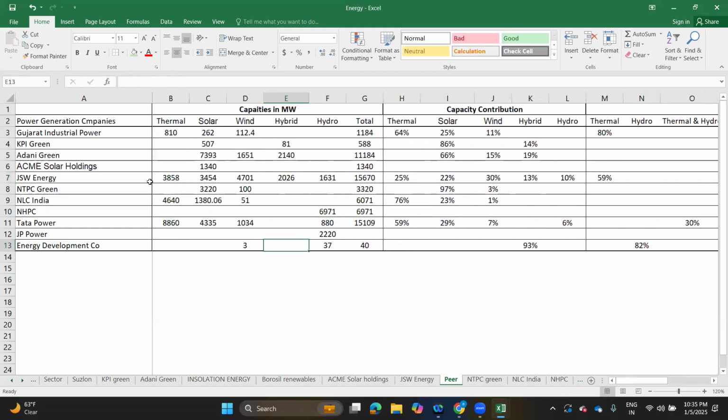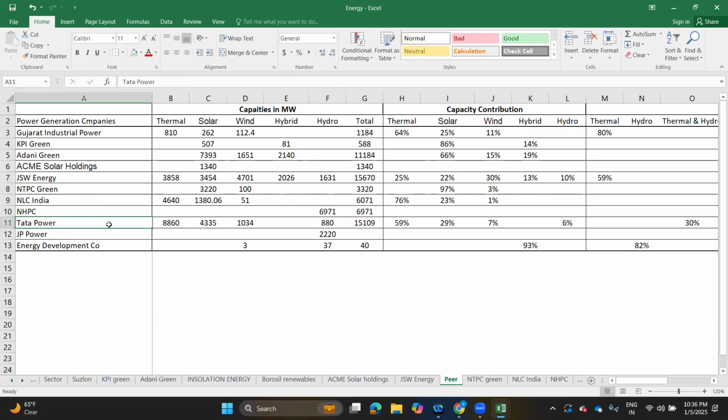Next is NTPC Green. NTPC Green is having a capacity of 3,320 megawatt. So 97% of their capacity is solar only, 3% very nominal is wind. NLC India, we know this is the erstwhile Neyveli Lignite. Total capacity is 6,071 megawatt. Among that, 76% is thermal, 23% is solar, and 1% is wind.